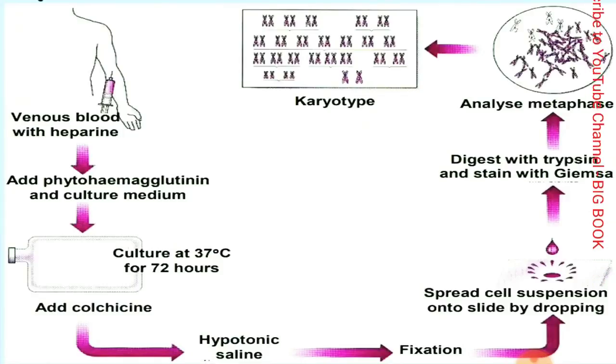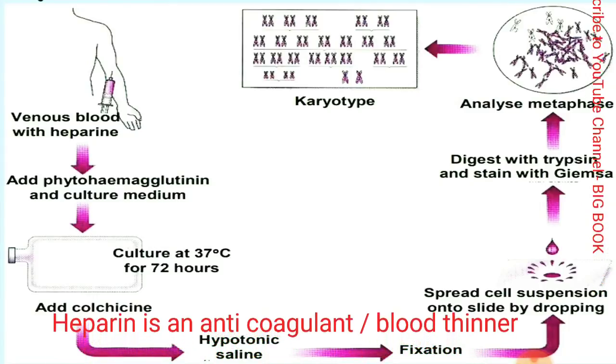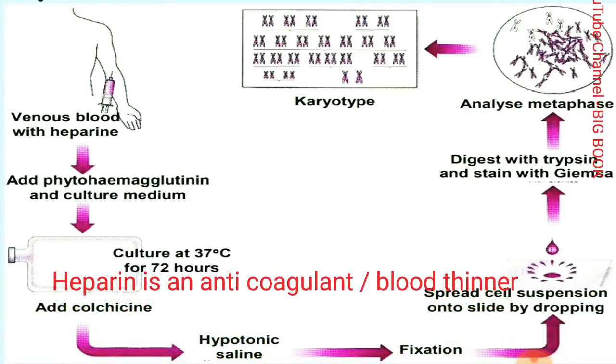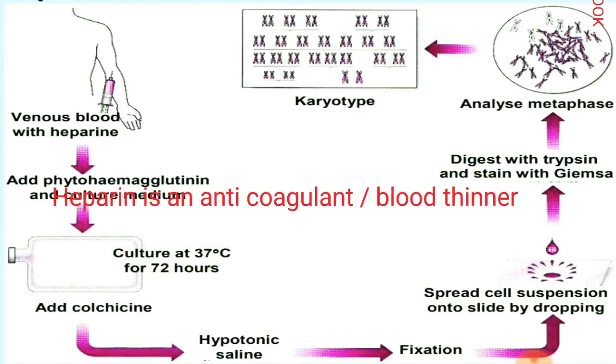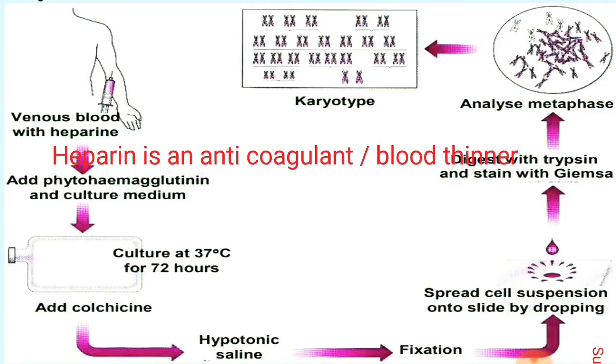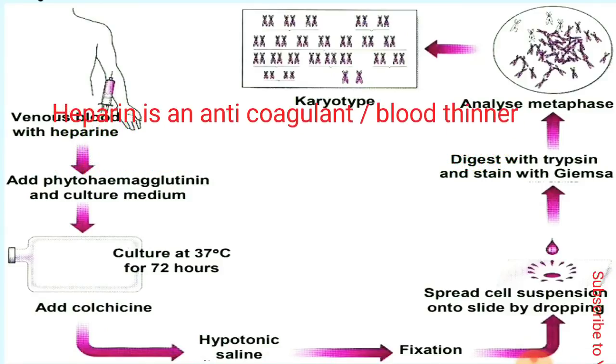Now this is the picture showing the flow chart of how we are going to develop a karyotype from the samples. Here they have taken the sample from venous blood with heparin. Then that venous blood with heparin has been added with the phytohemagglutinin and the culture medium. Now, what is heparin?